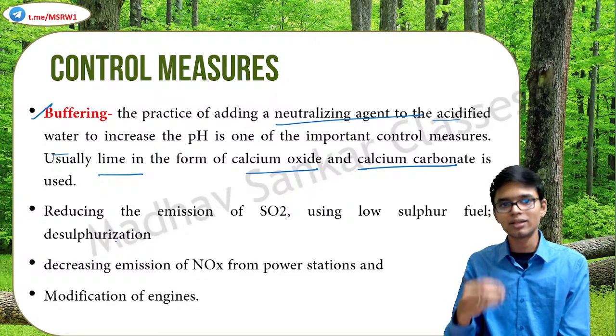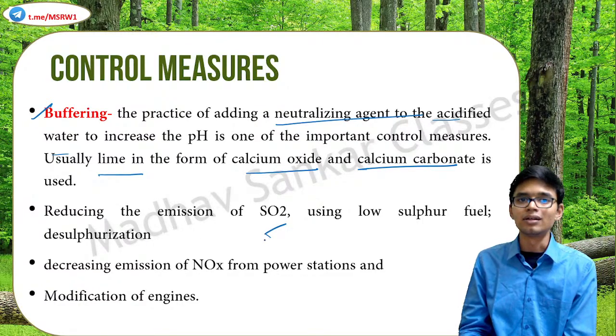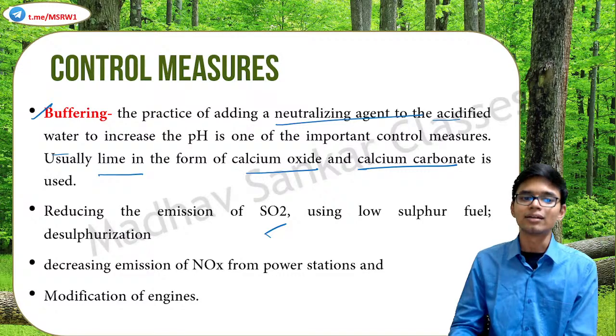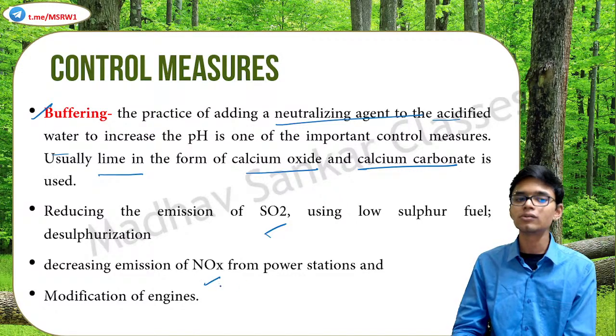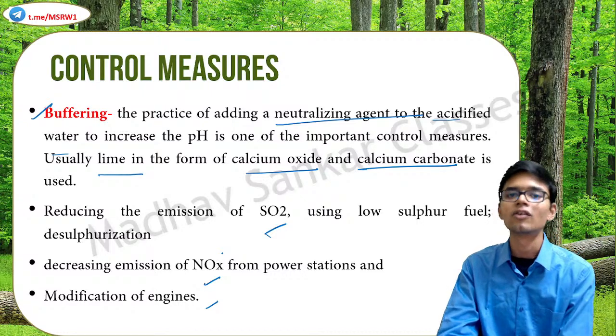Then the other obvious control measures are to regulate the emission of sulfur dioxide by desulfurization, low sulfur fuel, etc. Then decrease emission of the nitrogen oxide compounds, modification of engines, thereby increasing the efficiency of these engines.